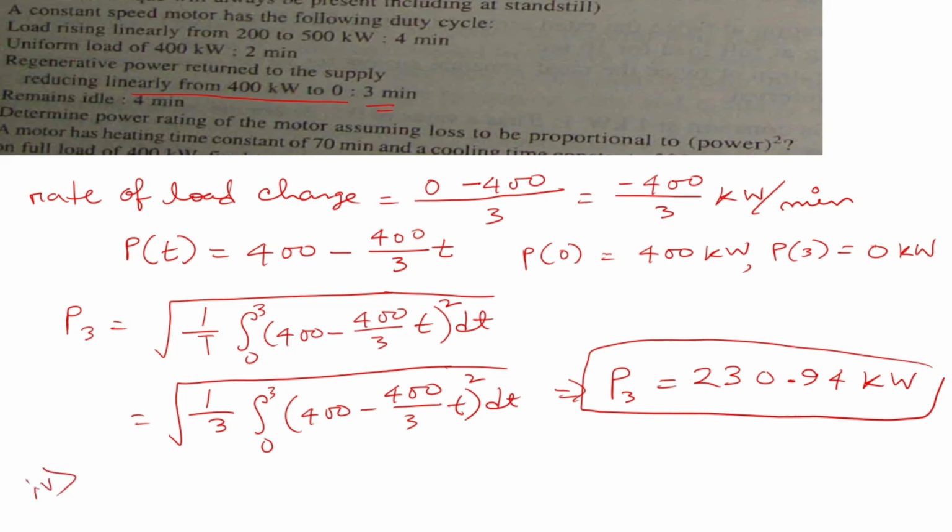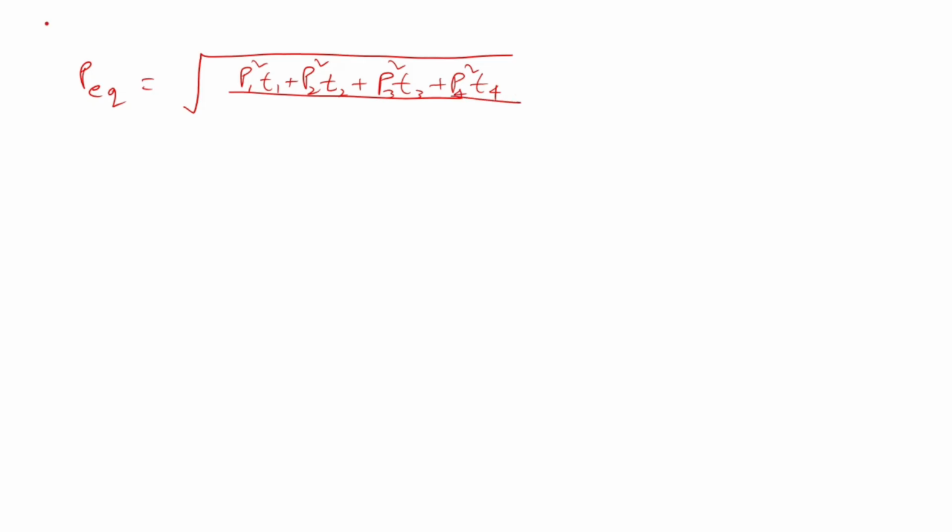Now in the fourth interval it is given that it remains idle for 4 minutes. Okay, so P4 is 0 kilowatt. Now we have all the power values and all the time intervals. Now in the next step we will calculate P equivalent. Now P equivalent is the square root of P1 square T1 plus P2 square T2 plus P3 square T3 plus P4 square T4, divided by the total time, that is 13 minutes in this case.